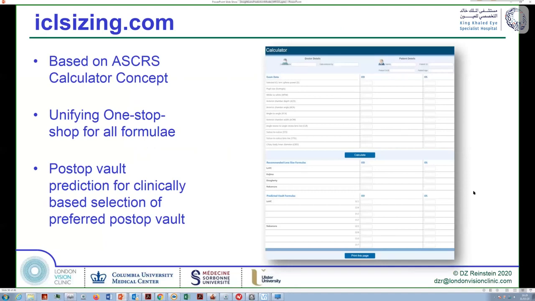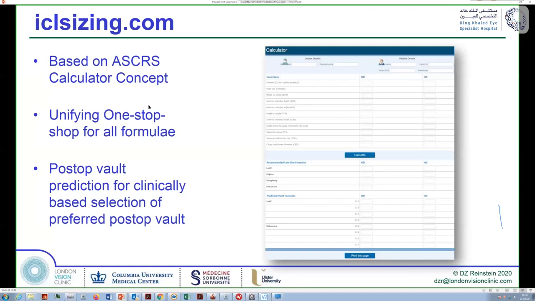So last year when we had this formula, we said, look, we need lots of eyes to make this more robust. And we basically put up the website iclsizing.com. Anybody can go to this, and there's obviously no charge for it. The only thing we ask is that you enter the data accurately, because otherwise you're entering garbage, so that you can get an accurate representation.